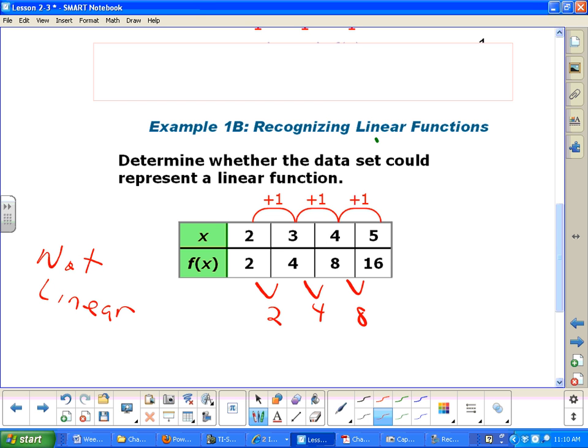So the x's have to change at a constant rate, and the y's have to change at a constant rate for it to be a linear function. Otherwise, we won't get a straight line. Right? This would be exponential.